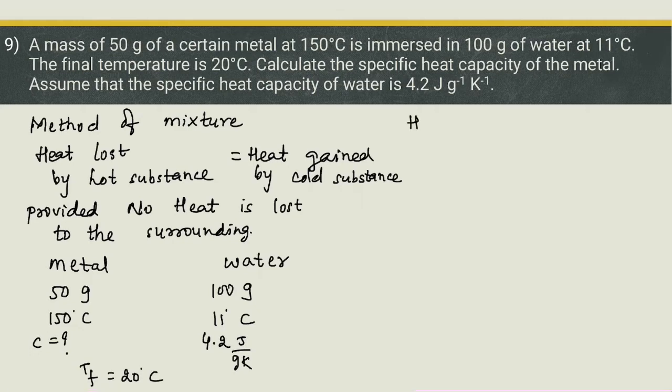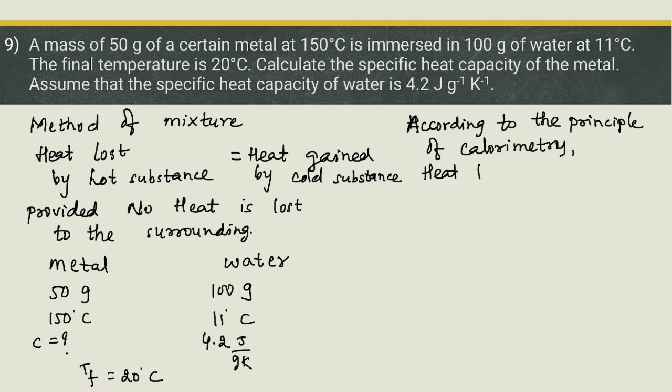So now we can write according to the principle of calorimetry, this statement is a must. Heat lost is equal to heat gained. Heat lost, mass, specific heat capacity, delta T. This is for metal, and this is heat gain.